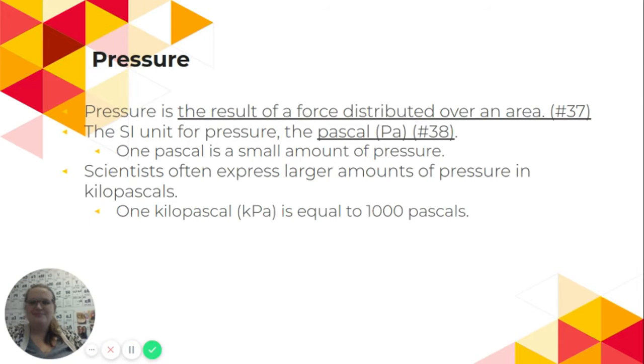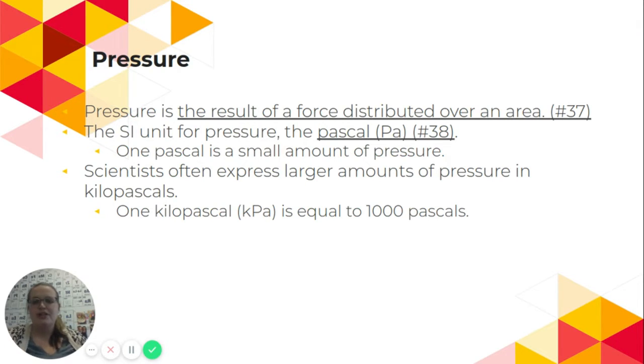So here we go. Pressure, number 37. Pressure is the result of a force distributed over an area. The SI unit for pressure is the Pascal, abbreviated capital P, lowercase a, which is number 38. Another unit for pressure that we'll use a lot is atmospheres. You can also sometimes see torr or millimeters of mercury. On your assignment today, we're going to use atmospheres as your unit of pressure.